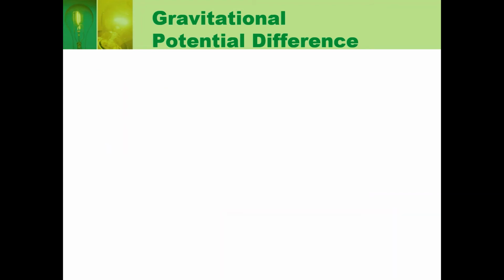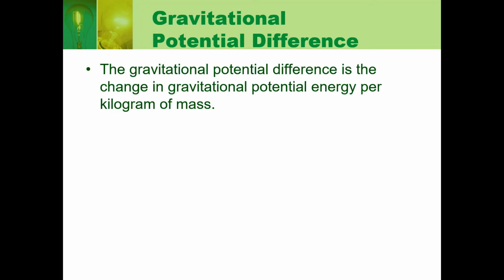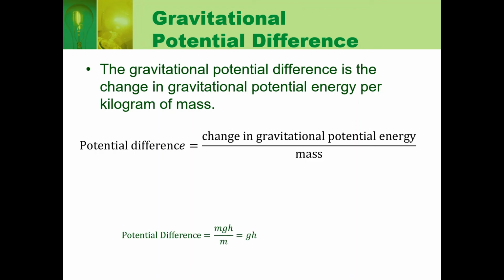The quantity gh is an example of what we call a gravitational potential difference. If you want to know how much energy we are adding to the system, we just have to keep track of how much mass we put through the potential difference of gh. The gravitational potential difference is defined as the change in gravitational potential energy per kilogram of mass. In this case, since the potential energy change was mgh, the potential difference is just mgh divided by m, or gh.